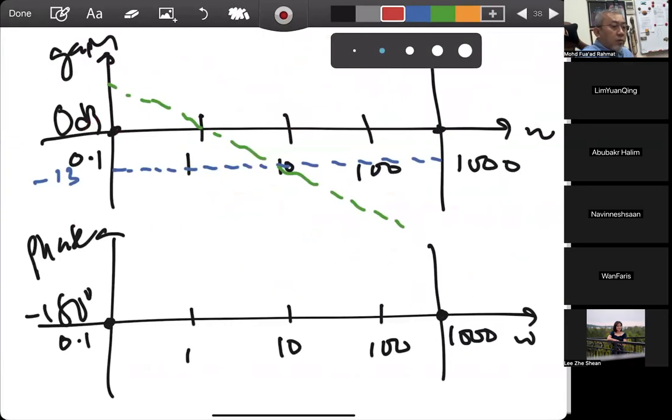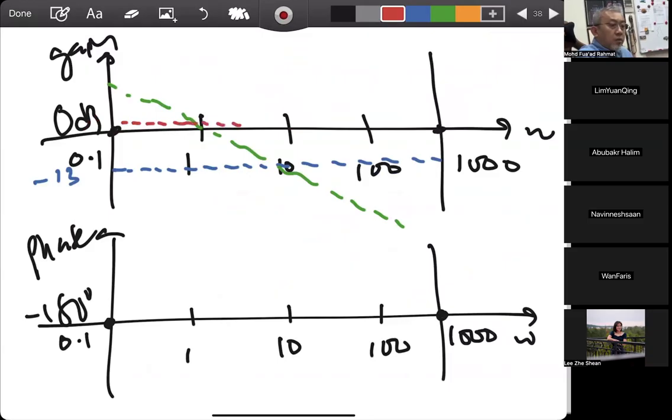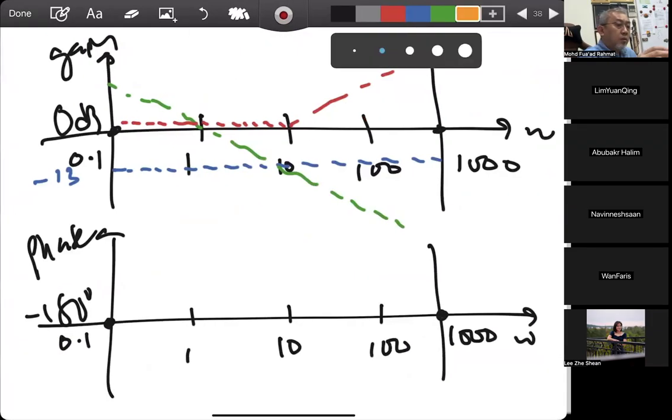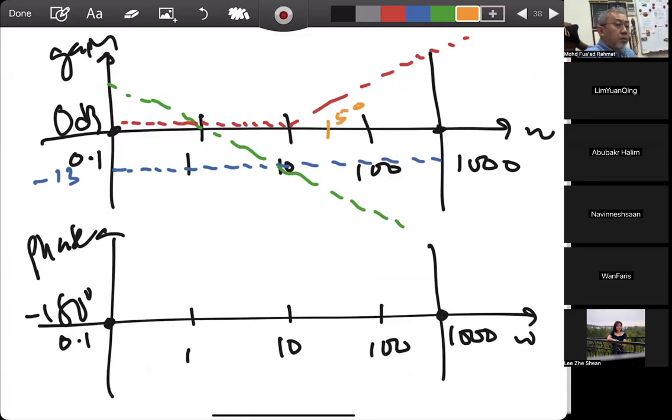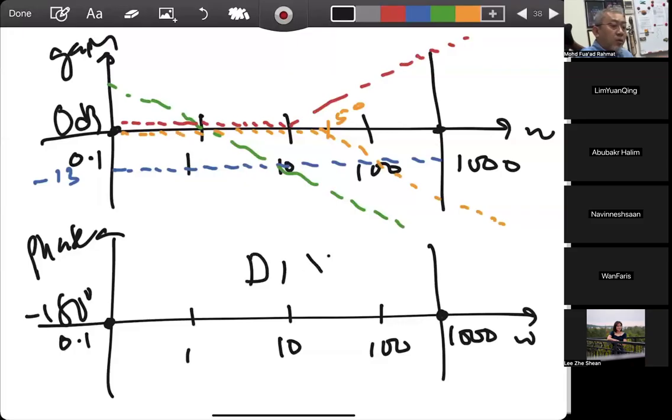Okay. What else? Zeros at 10. What else? 50. 50 over here, right? Go down. Okay. So for phase, DIY, do it yourself by referring to the formula, the notes that I gave and the discussion previously.